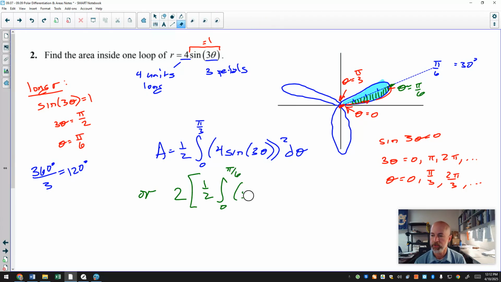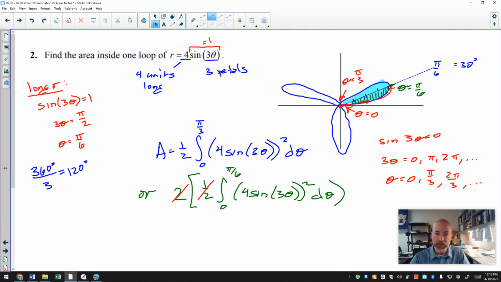R doesn't change, so it's still 4 sine 3 theta squared. And then obviously 2 times 1/2 is 1, so we could divide those away. And they may give you the answer choice like that. So sometimes it will take advantage of the symmetry. I'm going to punch that in the calculator, see what the answer is, and then we'll move on to the next example.